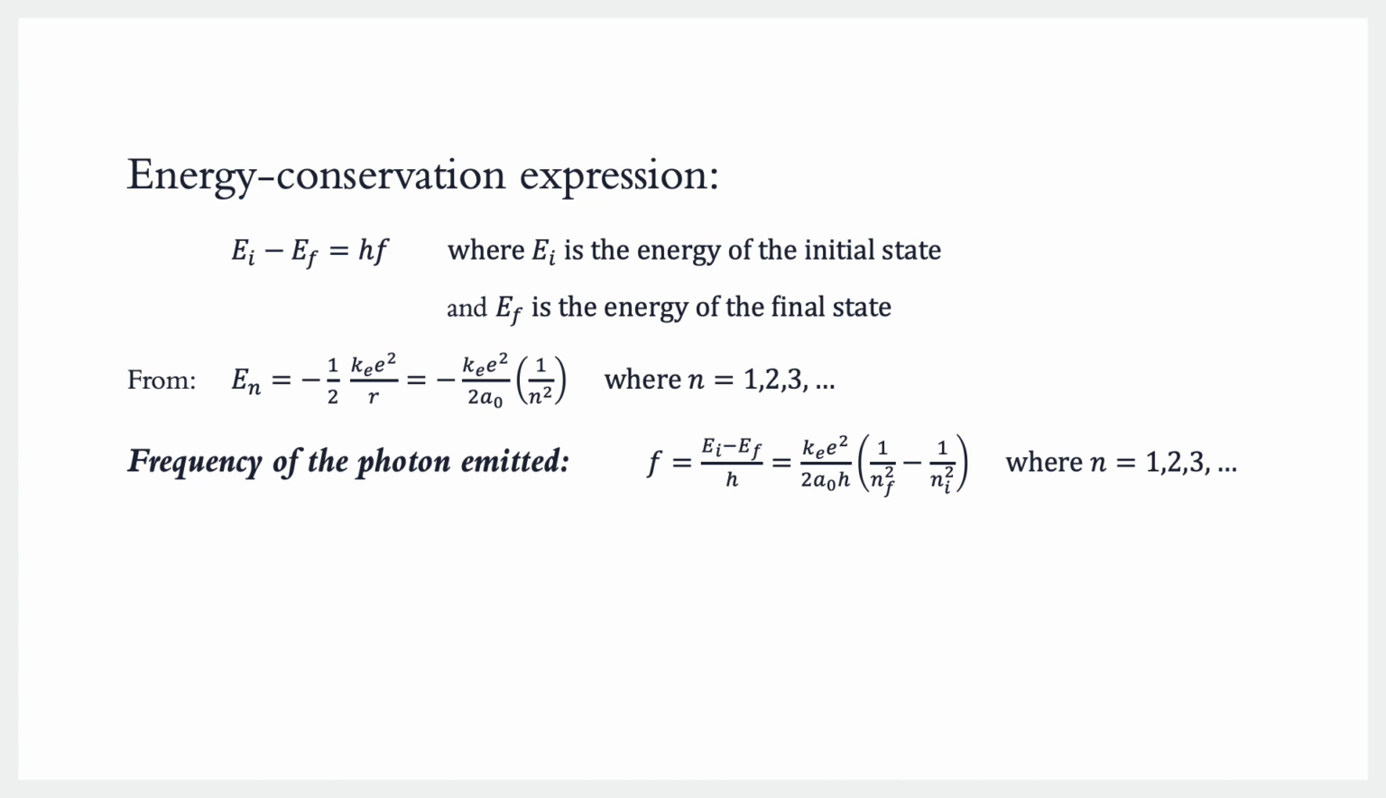Rearranging this expression, the frequency of the photon emitted when the electron makes a transition from an outer orbit to an inner orbit is E sub i minus E sub f over h, equal to ke squared over 2 a naught h times 1 over n f squared minus 1 over n i squared.